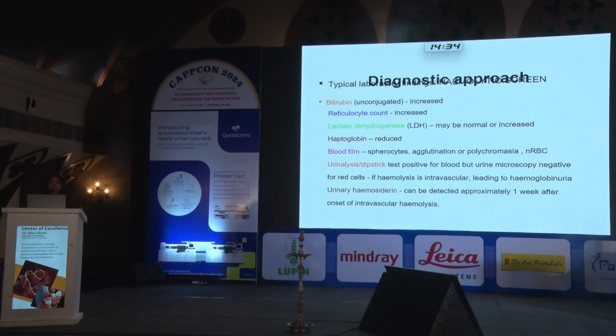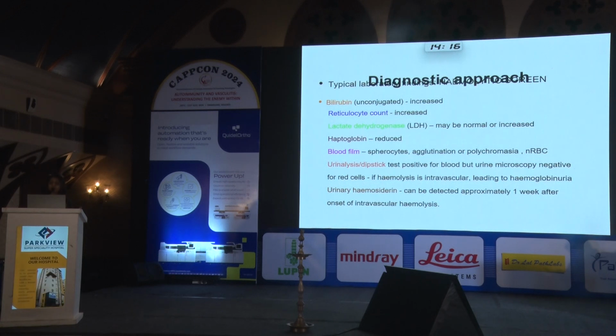We can't do the extended panel right at the start, right? So we do a basic hemolytic screen. This will include our bilirubin, both conjugated and unconjugated, and the reticulocyte count, which will be increased. The LDH can be significantly high. The serum haptoglobin will be reduced.